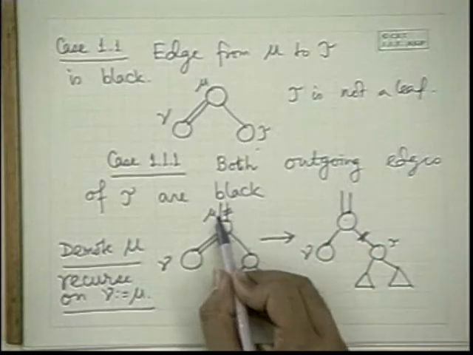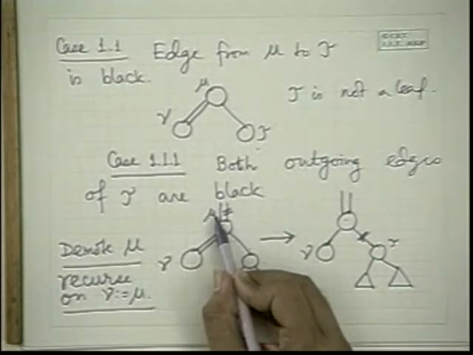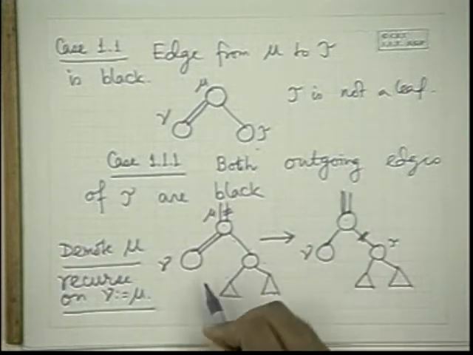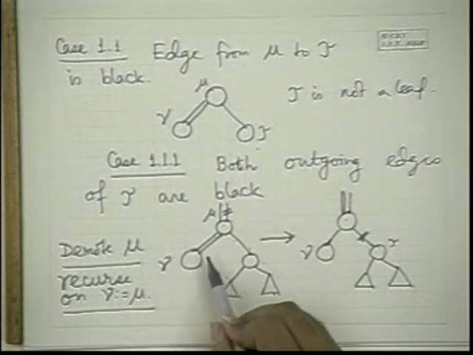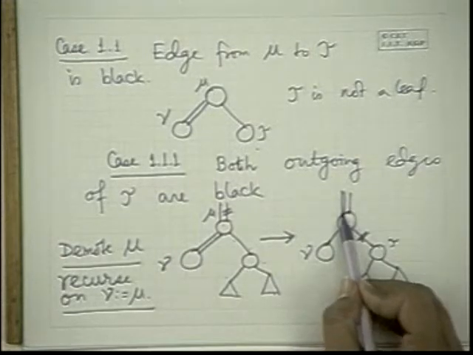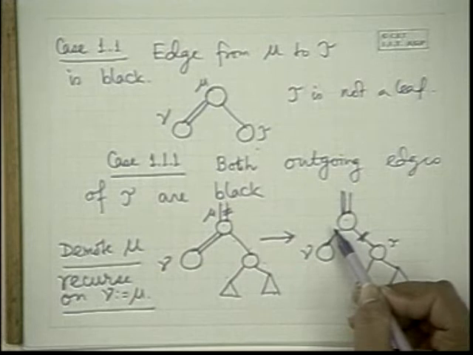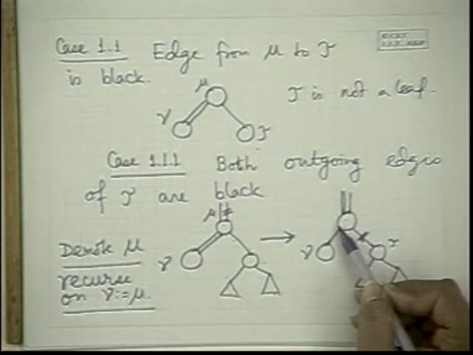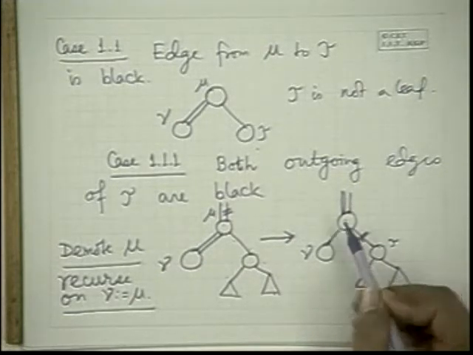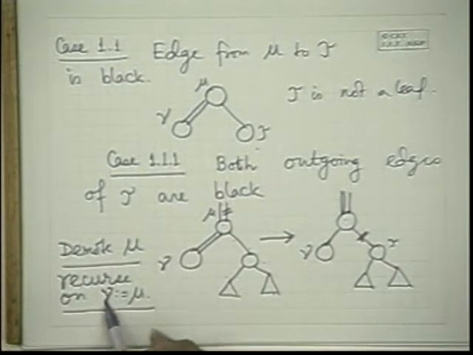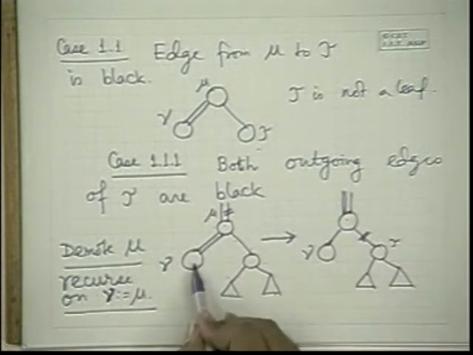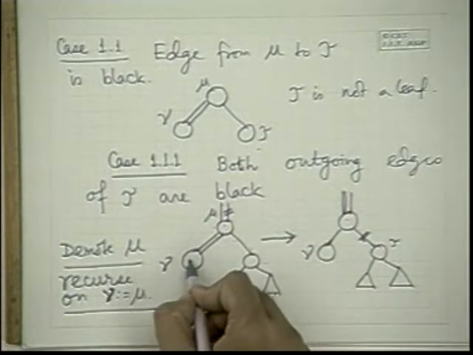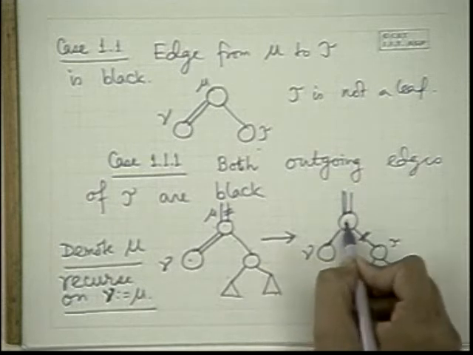But the problem occurs when the incoming edge was black. What do we do now? That time we make this one double black. But that's fine. We took care of everything, but when we made the double black, we have moved up the tree by 1 level. So we can recurse. So now you recurse taking nu is equal to mu. So this one was mu. Now you are taking care of this node at this point. Now you recurse on this node.